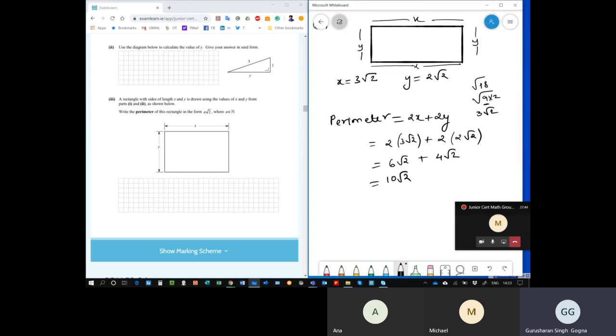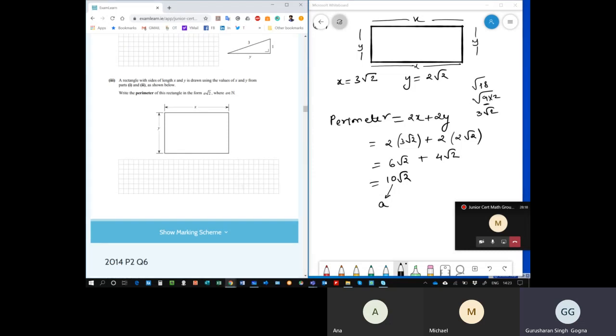But if you leave it like root 18 or root 8, then you cannot add directly unless you simplify these to root 2 like this. They said give your answer in terms of a root 2, which we got, and this is actually your a. And they said a belongs to N. N means natural numbers. So 10 is a natural number. This information is given just to verify that your answer is correct. So you got 10 root 2, 10 is a natural number. Okay, so your answer is correct.